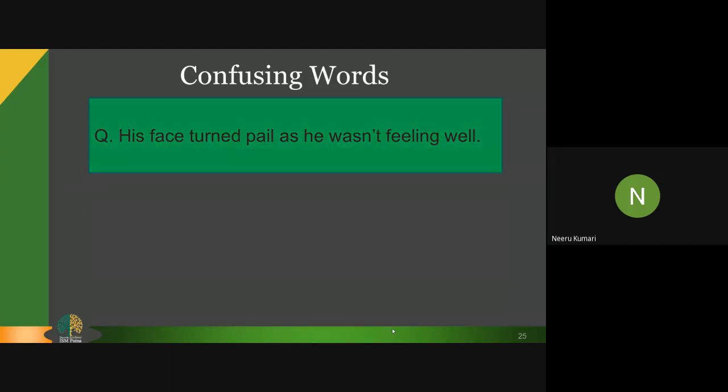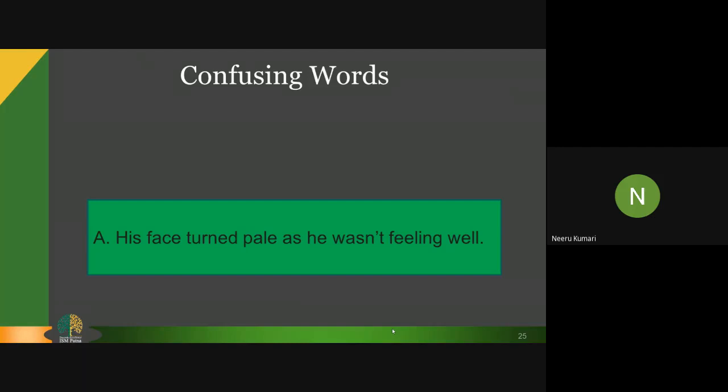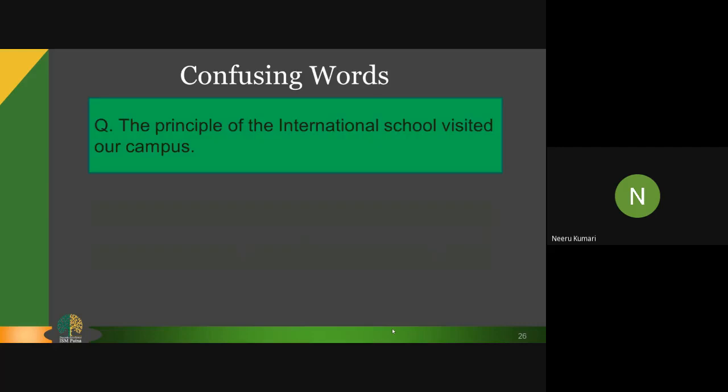Now, the next thing that we should always remember here is the right word to be used would be P-A-L-E, pale, which talks about the color which is getting changed. The color of the face, when it gets changed, we use the word P-A-L-E, pale. His face turned pale as he wasn't feeling well. Right? Now, let us move with the next sentence.